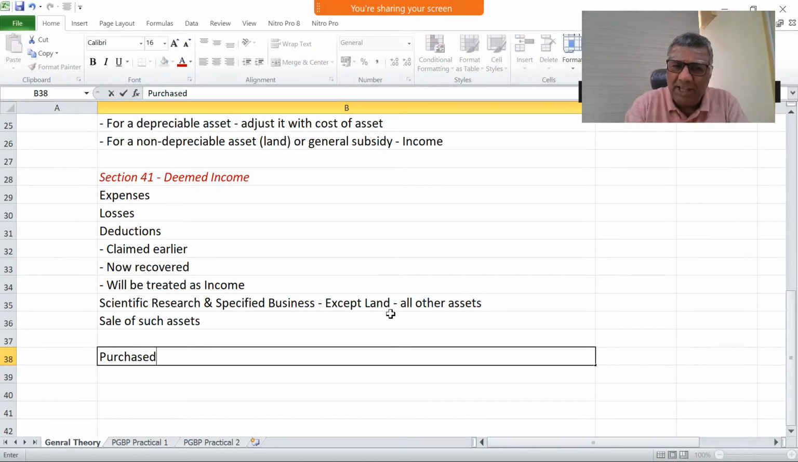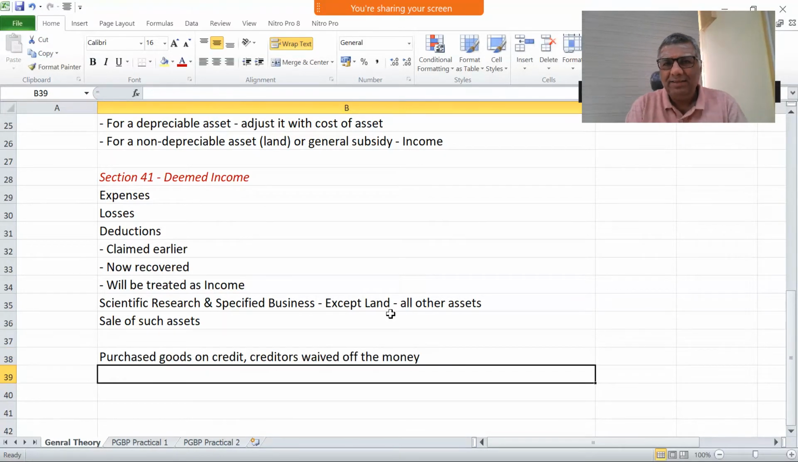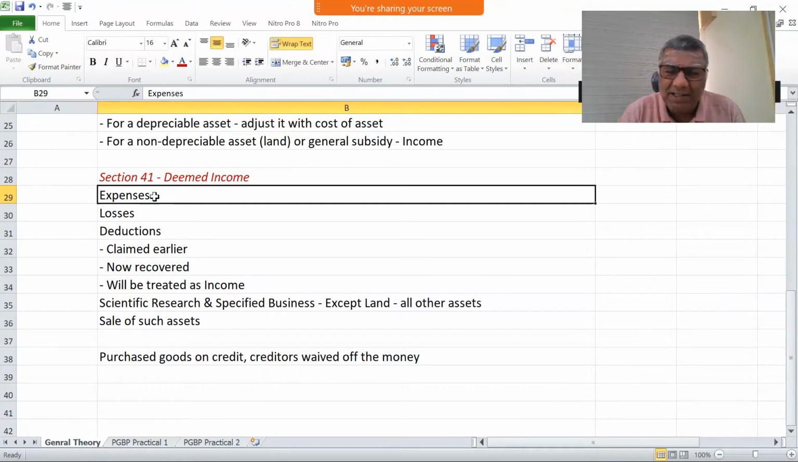You purchased goods on credit. Creditors waived off the money. That also is income. Because when you purchase, what entry did you pass? Purchases account debit to creditors. Where did you take the purchases? To the debit side of profit and loss account or trading profit and loss account. You claimed it as an expenditure.